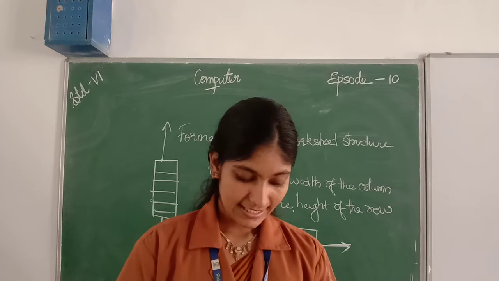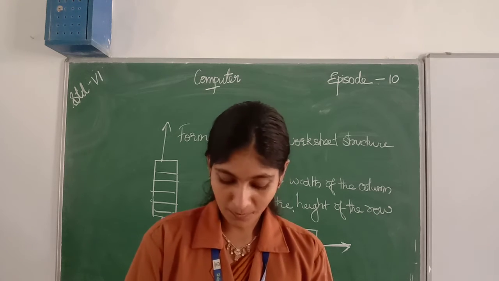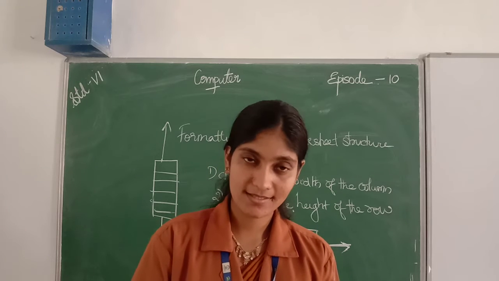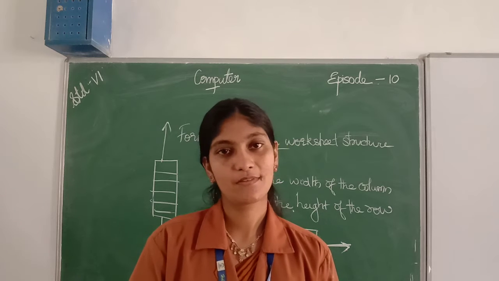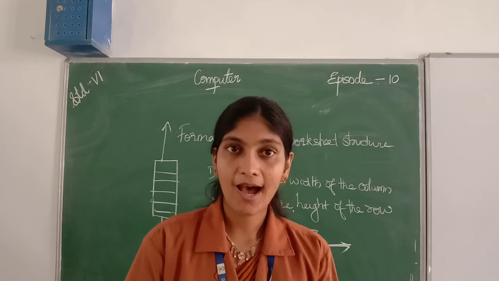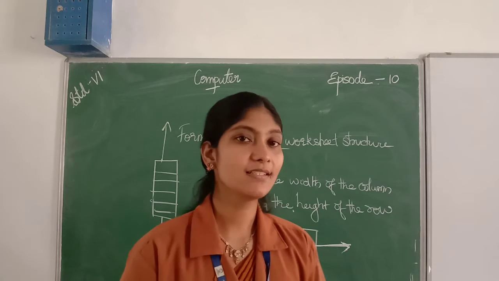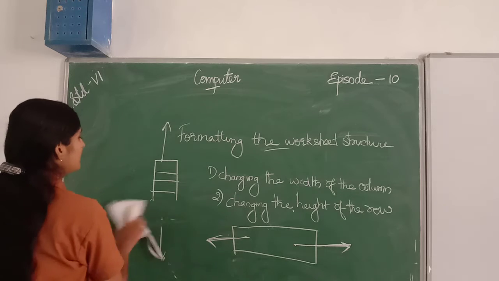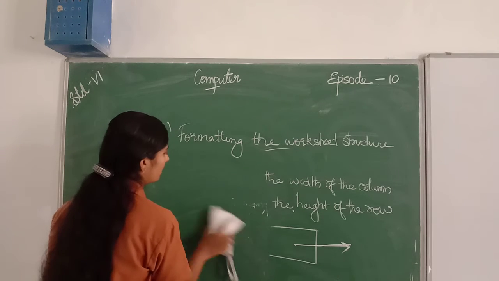The next is inserting a blank row, and before that one more point: to select multiple or adjacent rows or columns you can press the shift or control key. Which key can you press? Shift or control key. Then next is how to insert a blank row and how to insert a blank column.